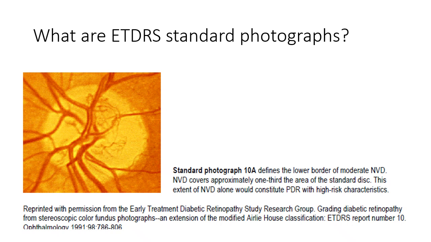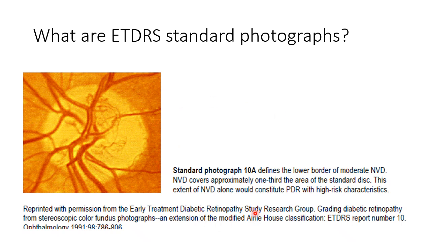So see for example, this is one of the ETDRS standard photographs. This one's 10A, okay. This defines the lower border of moderate NVD. NVD covering approximately 1/3 of the area of the disc, okay. This is the NVD over here, right. This extent of NVD alone would constitute PDR with high risk characteristics. Why? Because the NVD is covering 1/3 or more of the disc area, right? So this becomes one of the criteria for high risk PDR.